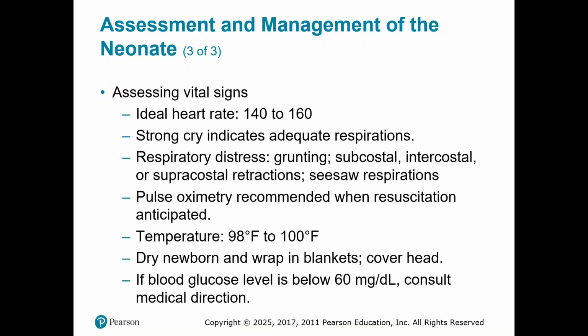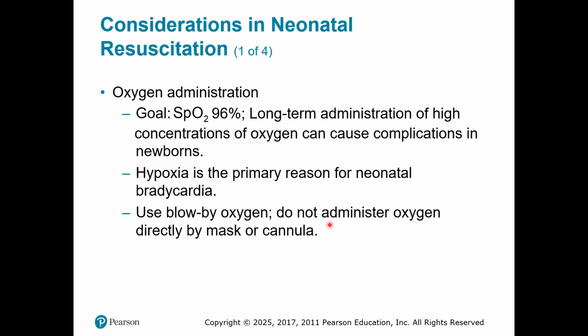So assessing the vital signs, the ideal heart rate for a neonate is 140 to 160. A strong cry indicates adequate respirations. Respiratory distress: grunting, subcostal, intercostal, or supracostal retractions, seesaw respirations. Pulse ox is recommended when resuscitation is anticipated. The temp should be anywhere from 98 degrees Fahrenheit to 100. You're going to dry and stimulate that newborn, wrap it in a blanket, cover its head. And if the blood glucose level is below 60, you're going to talk to medical control about how they want to handle that.